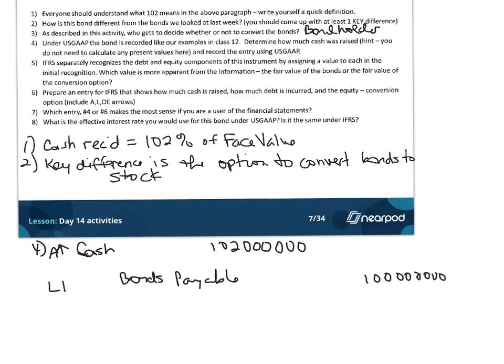Oops. And we clearly don't have a balanced journal entry. We need 2 million more. And under U.S. GAAP, we're just going to treat this like a premium on bonds payable. So it looks very similar to entries we have done in an earlier class. My writing is really bad. All right, so that's the entry for number 4. That's U.S. GAAP. So it doesn't look any different than the entries we did earlier.